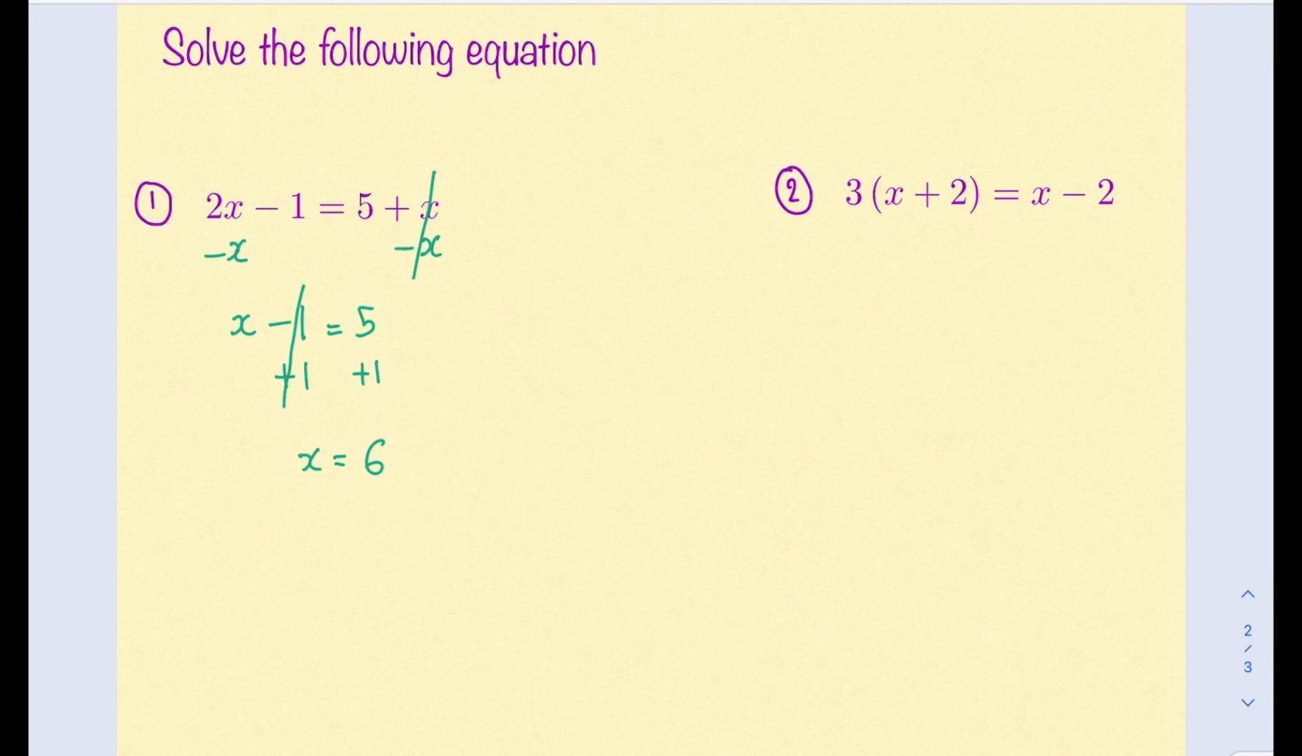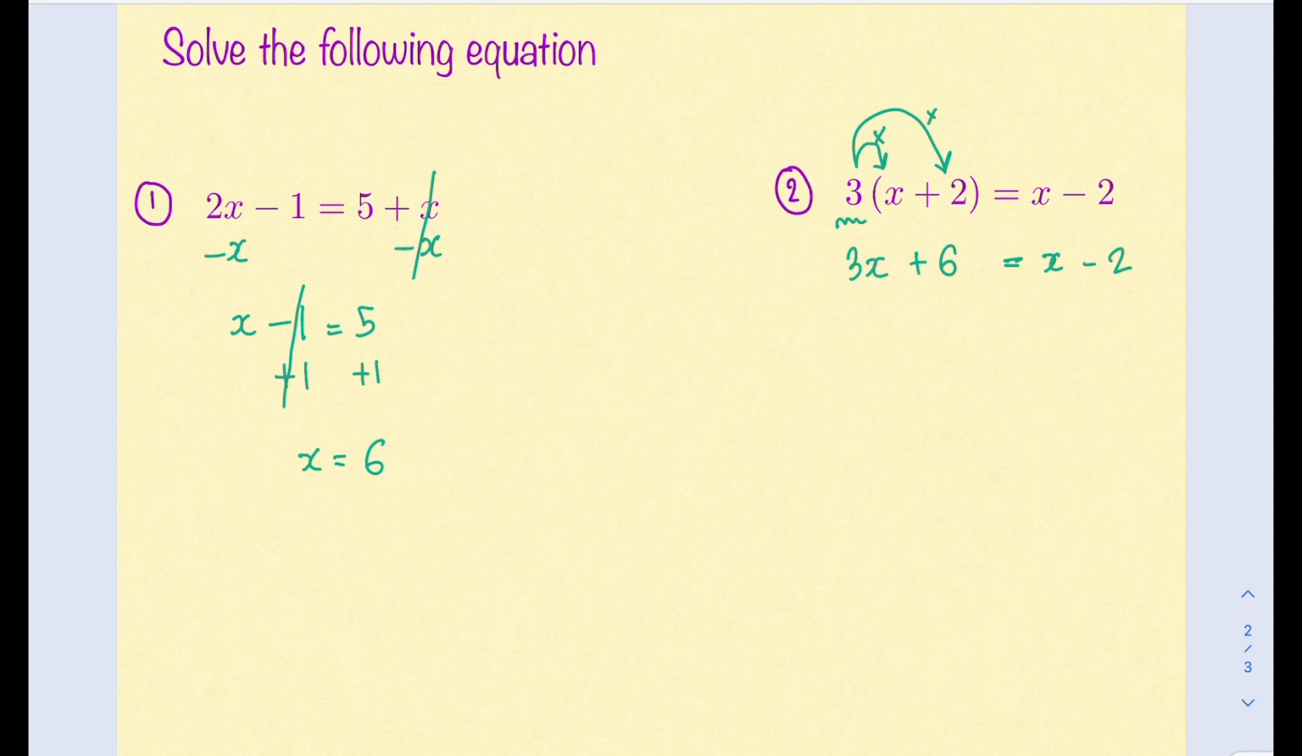Question number 2. With this equation, we first need to expand the bracket. Then we will need to remove the unknown from one side of the equation. So let's start by expanding the bracket. For you to expand the bracket, you need to times. 3 times x is 3x, and 3 times positive 2 is plus 6, equals x minus 2.